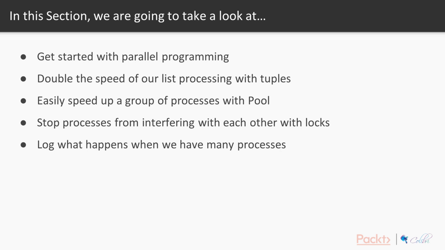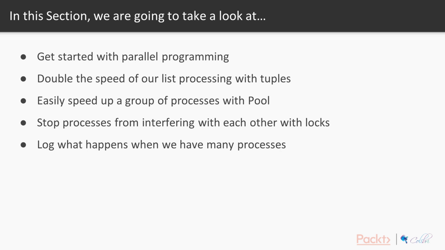So we're going to introduce parallel programming in 5 different videos. We're going to first start by talking a little bit more about what parallel programming is about. We'll then talk about doubling our speed of list processing with tuples. We then talk about easily speeding up a group of processes with pool. So that's a submodule in the multiprocessing module in Python.